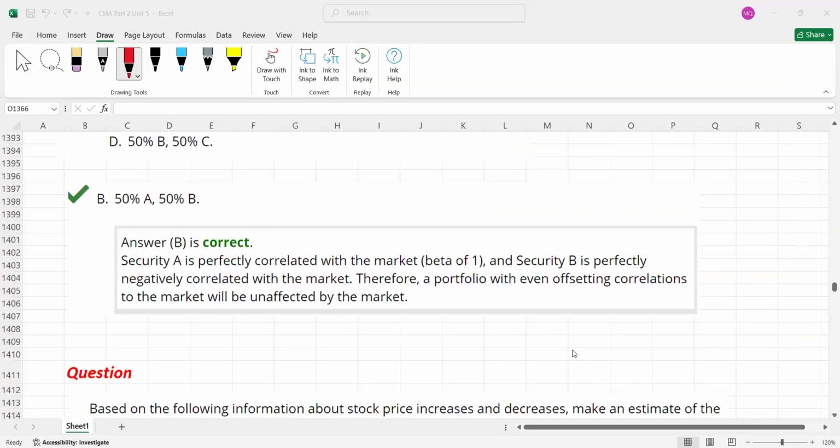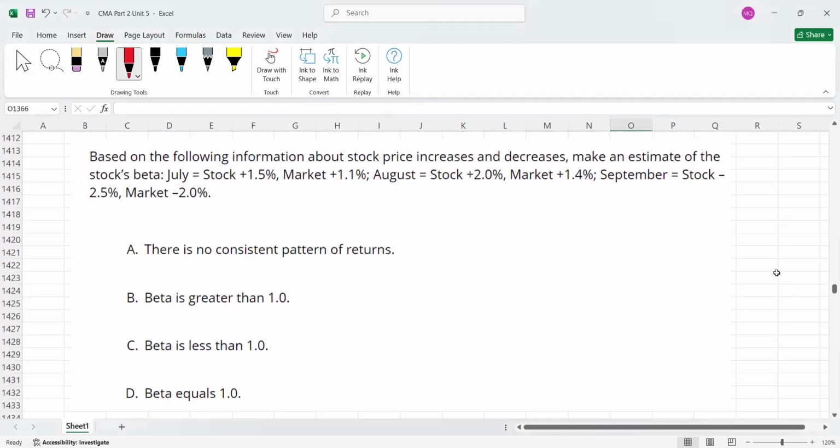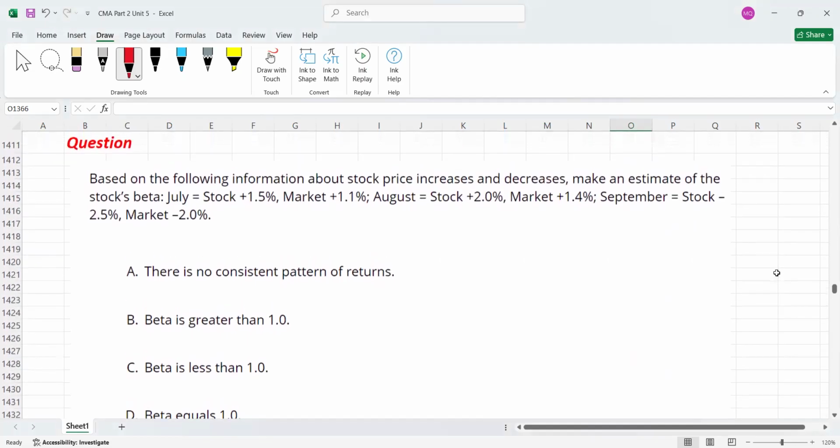Now we have question number two. Here we go, let's have a look at what this question is. Guys, the question is based on the following information about stock price increases and decreases. Make an estimate of the stock beta. This is actually the question. You have to make an estimate of the stock beta.